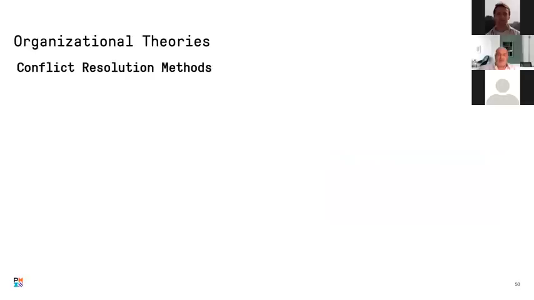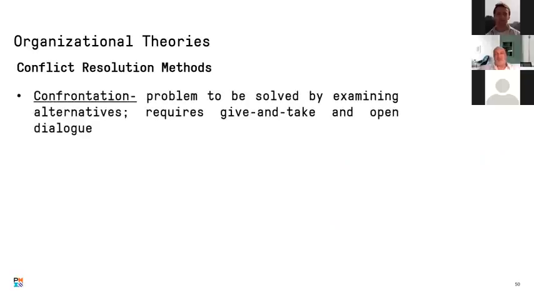However, if the project manager does not resolve the conflict, then the situation can be very bad between the two different conflicting parties. So what are the different resolution methods? The first one is confrontation. Confrontation is a problem to be solved by examining alternatives. So I will get the two parties and we'll talk, and we will take part from here and part from there, and we're going to discuss, and we're going to take the way forward.